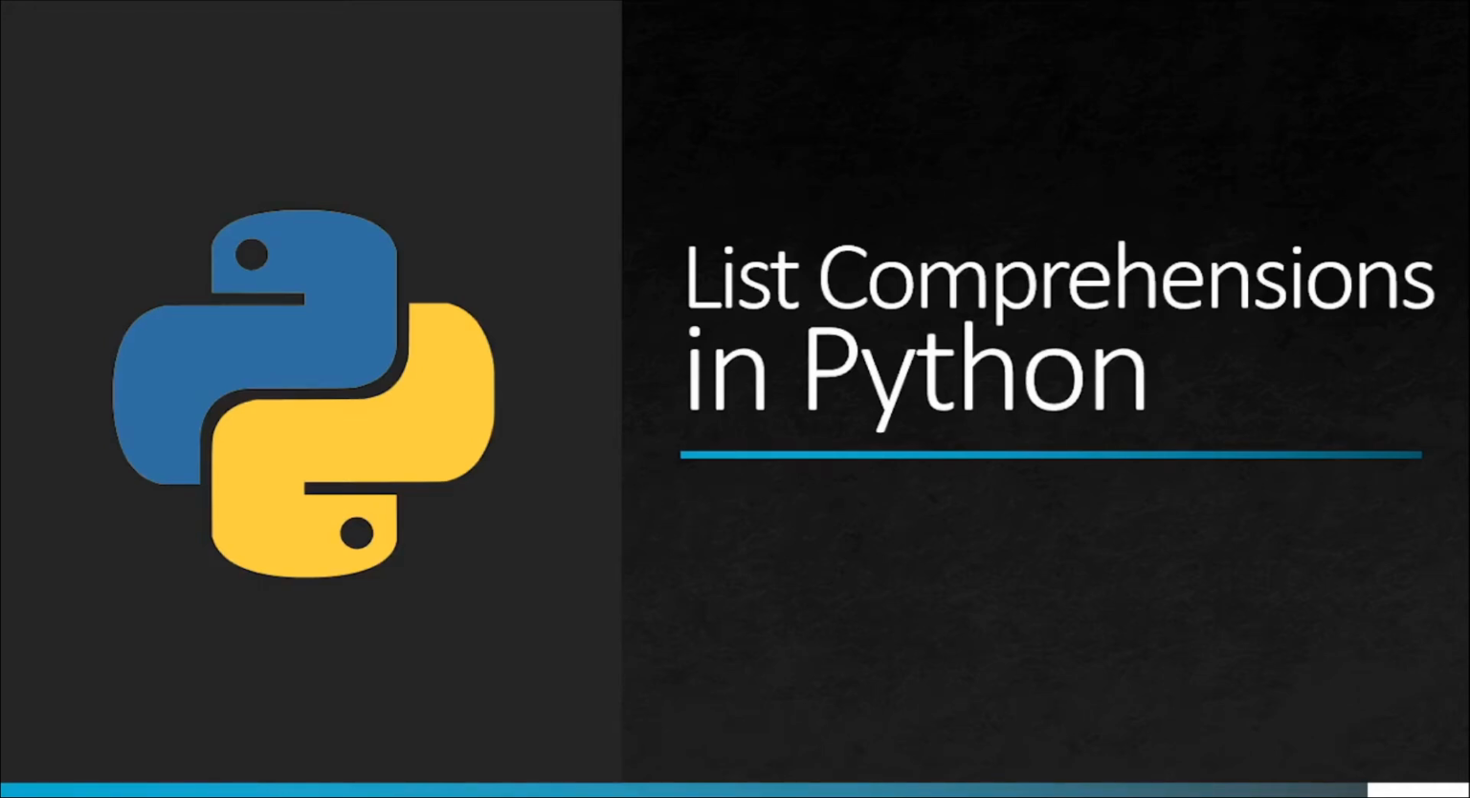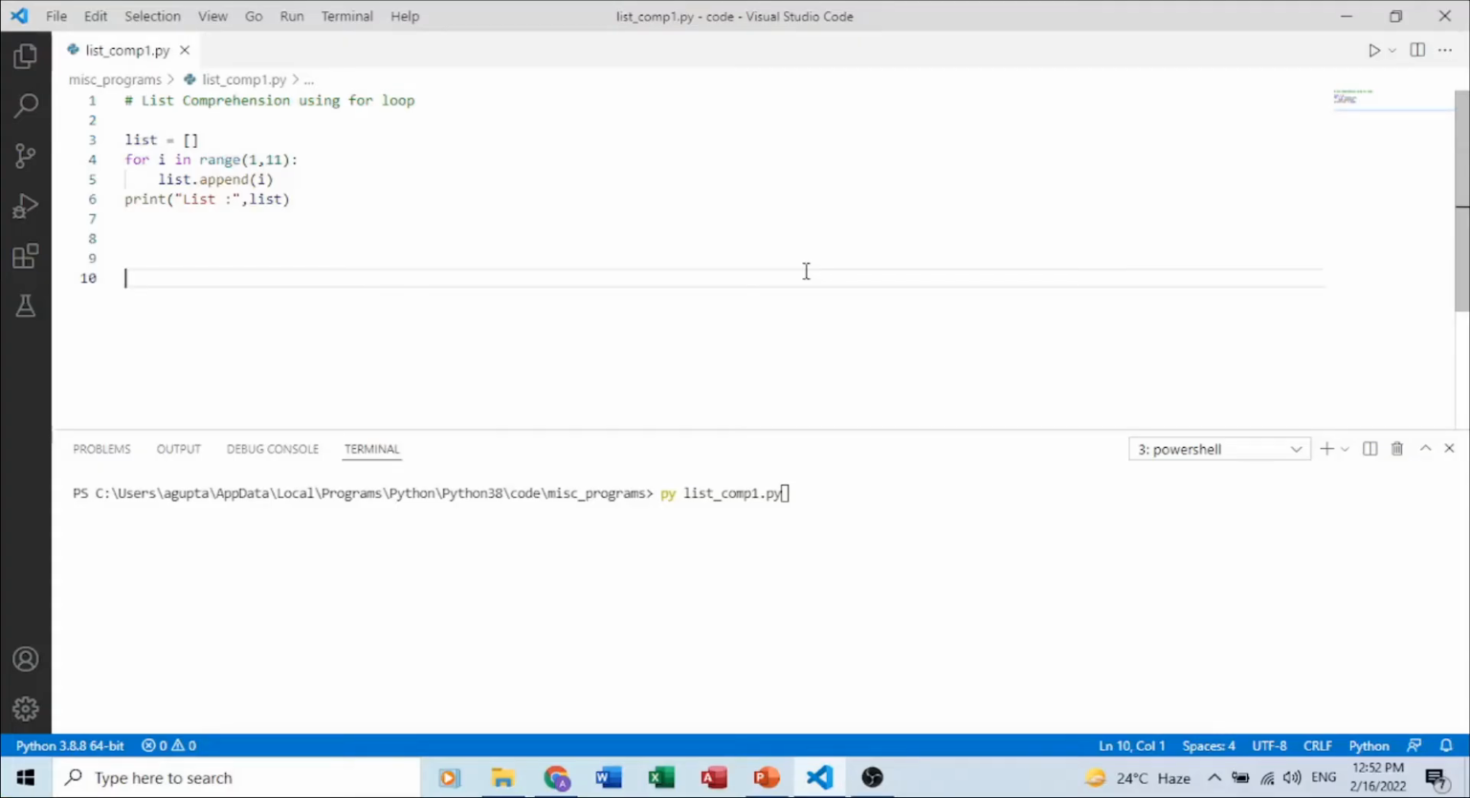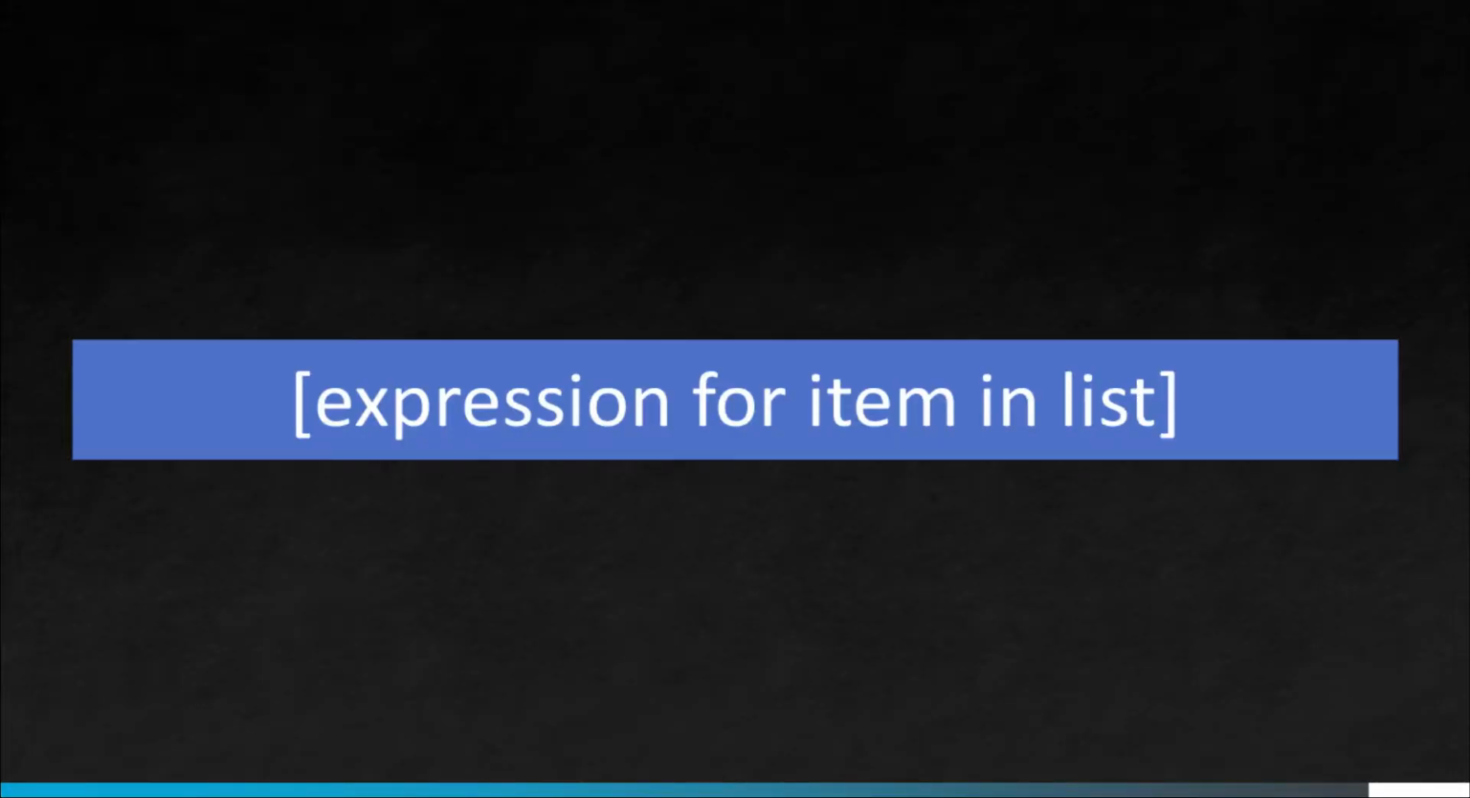In today's video, we will discuss list comprehensions in Python. List comprehension is an elegant way to define and create a list using a for loop in the form of a single statement. So how do we write a list comprehension? The method is, first you have the expression, for item in list.